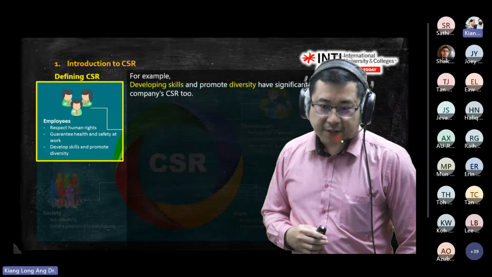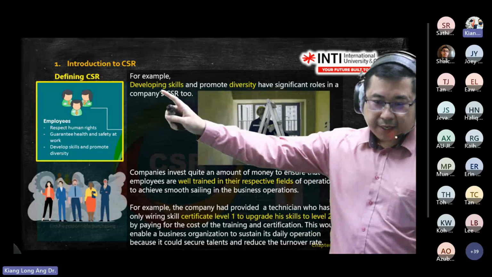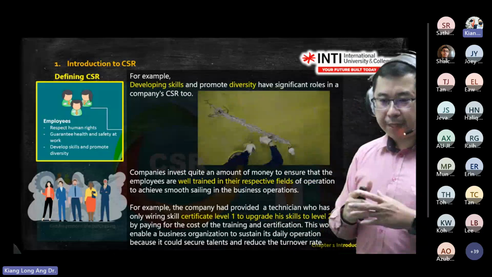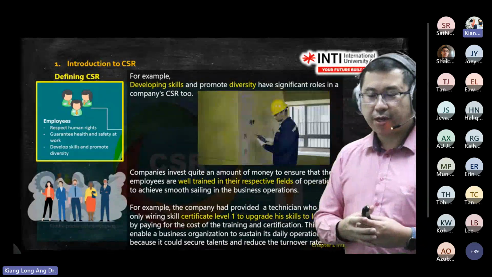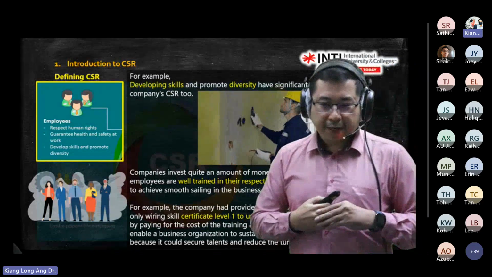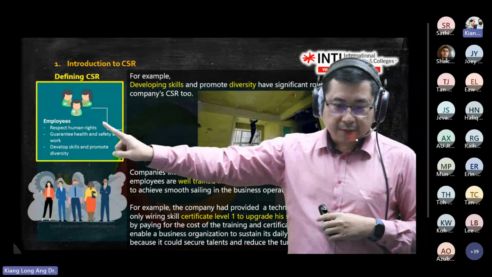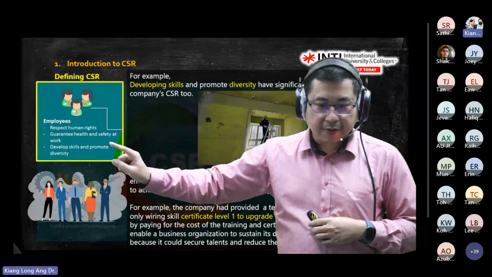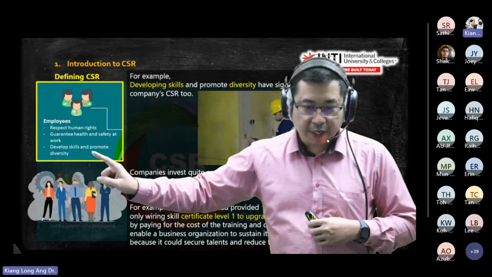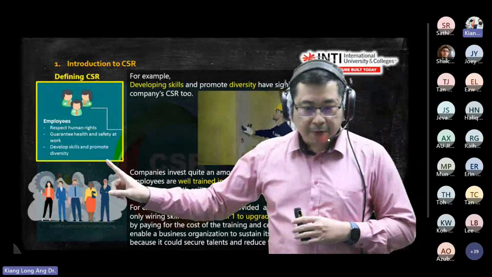Next, okay. This is another example where employees develop their skills. You'll see that some companies have lots of internal skill upgrades, or they have a subscription to HR CPD programs and all this, right? So just now we mentioned human rights, health and safety at work, develop skill, and promote diversity. Right. So this one, promote diversity.